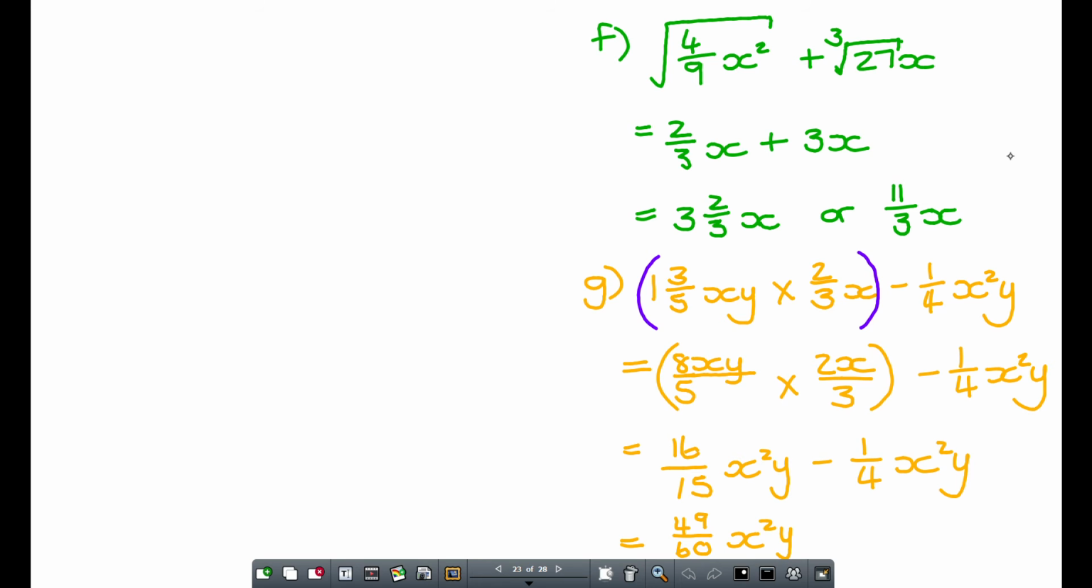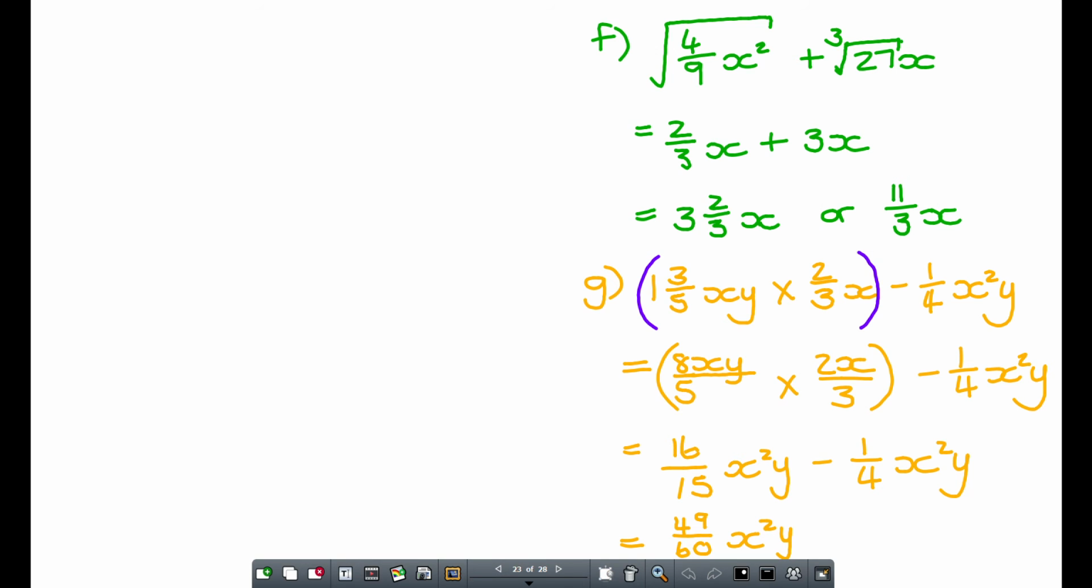Okay, F. So square root of 4 over 9 will be 2 over 3. And then square root of x squared. Remember that square root and the square are opposites of each other. So that's why I only have the x left. Right, then cube root of 27 will be 3. Now, what I want you to see is that they both have an unknown of x. So now they are like terms. So I can say 2/3 x plus 3x will give me 3 and 2/3 x. Or if you maybe wrote it as an improper fraction, you would have had 11 over 3 x.